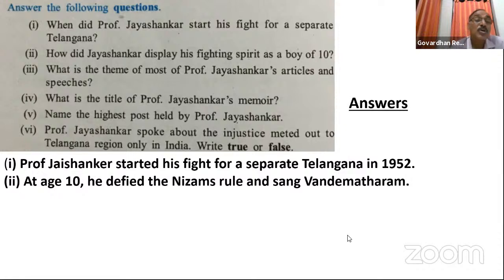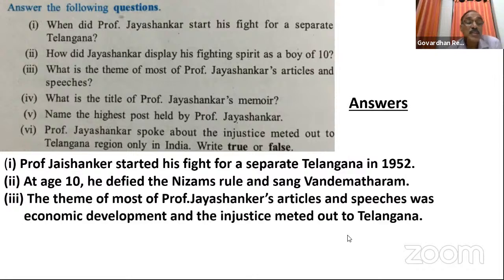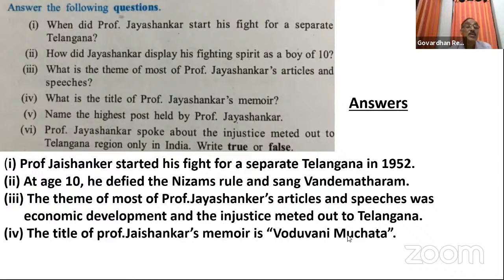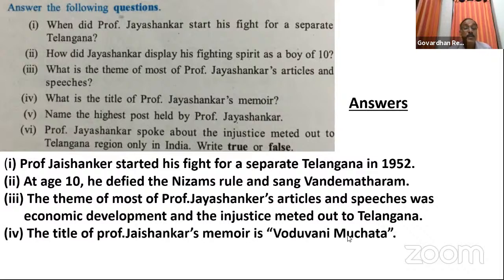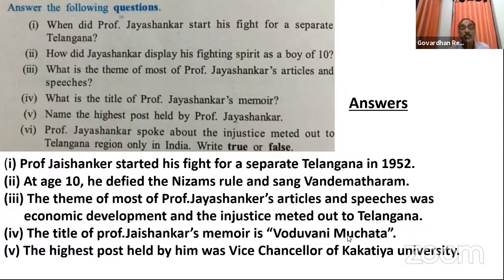These are the sentences taken from your passage. What is the theme of most of Professor Jaishankar's articles and speeches? He's asking about the theme. The theme of most of Professor Jaishankar's articles and speeches was economic development and the injustice meted out to Telangana. Next, what is the title of Professor Jaishankar's memoir? The title of Professor Jaishankar's memoir is Vadavani Muchata. Name the highest post held by Professor Jaishankar. The highest post held by Professor Jaishankar was Vice Chancellor of Kakatiya University. That also is there in the passage.